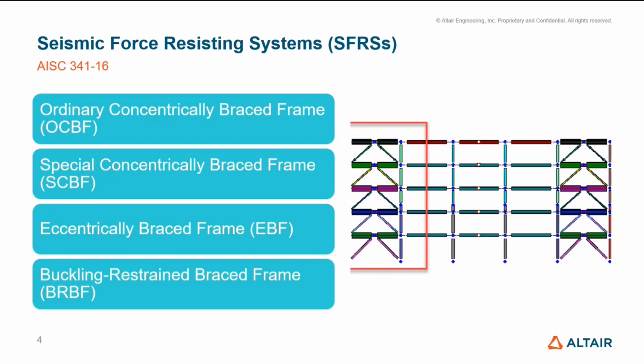So in total, 7 types of SFRS in AISC 341 are supported in S-Steel as listed here. Essentially, there are 2 main systems, namely brace frames and moment frames, with different levels of ductility associated with each frame type.